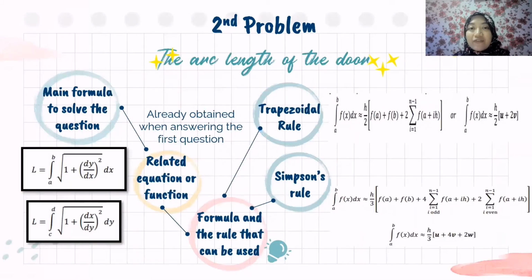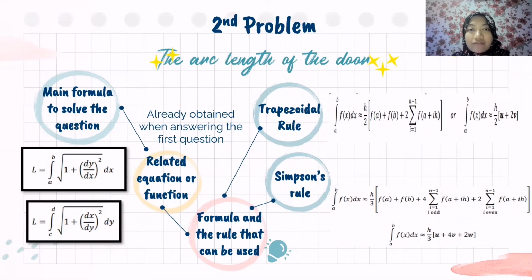So next is the second problem. For the second problem, we need to find the arc length of the door. The main formula to solve this question is applying integration, which is how to find the length of the arc bounded at the x-axis or y-axis. All the related equations or functions were already solved when we were solving the first question. So this second problem is not as lengthy as the first problem.